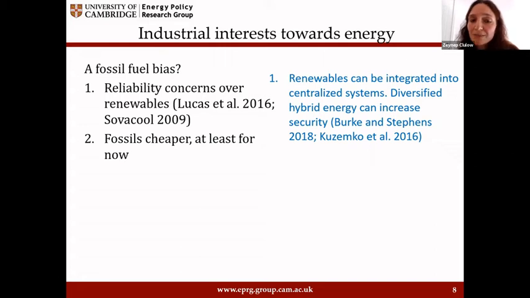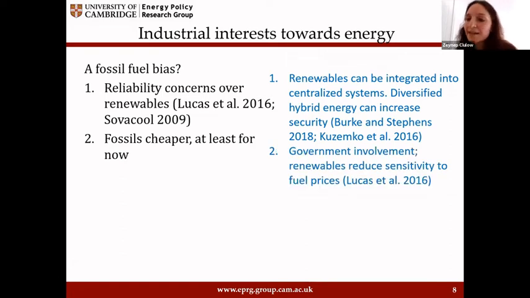Another reason for expecting a fossil fuel bias might be that fossil fuels, at least in the short run, might be cheaper. But then there are again counter arguments to be made that governments could intervene by setting prices or subsidizing, say, low carbon energy options or mandating other options. So they could reduce the prices and make other sources more competitive.